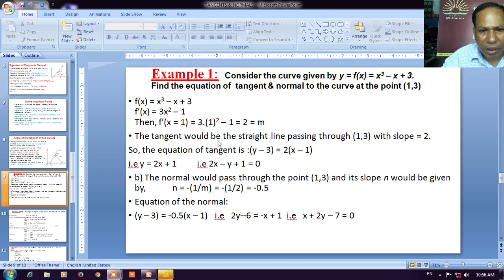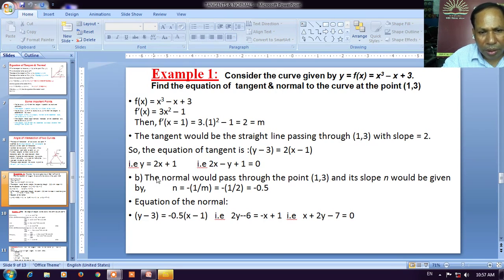Then the equation of tangent, we know, is y minus y1 equals m into x minus x1. Here y1 is 3 and x1 is 1. So the required equation of the tangent becomes y minus 3 equals slope 2 into x minus 1, which on further simplification becomes 2x minus y plus 1 equals 0.